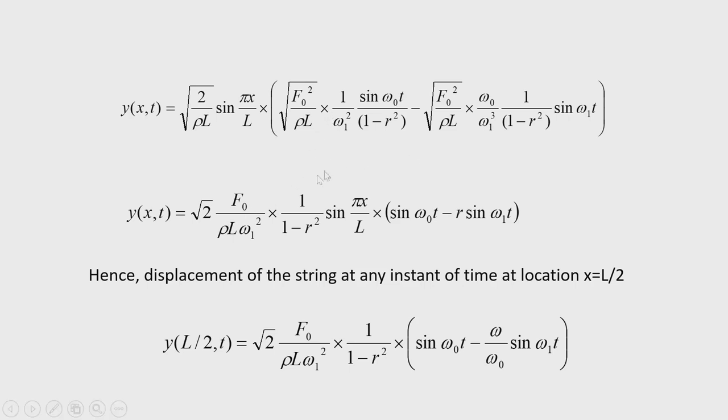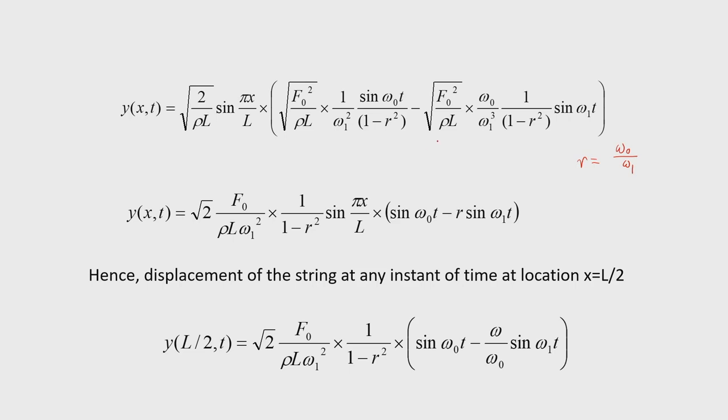So we are now getting this term root over f naught by rho l into a1 sin omega naught t. b1 is 0, so the cos omega naught t term is not coming. Here you can see f naught square divided by rho l into 1 by omega 1 square sin omega naught t divided by 1 minus r square minus, this is the first part of the homogeneous solution with the sine function, that is coming as root over f naught square by rho l into omega naught divided by omega 1 cube into 1 by 1 minus r square sin omega 1 t, where r is understood as the ratio of omega naught by omega 1.